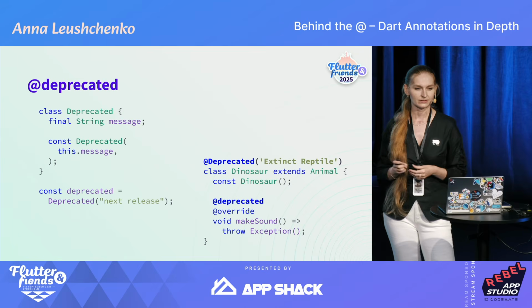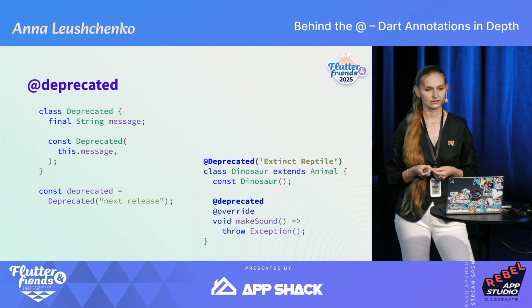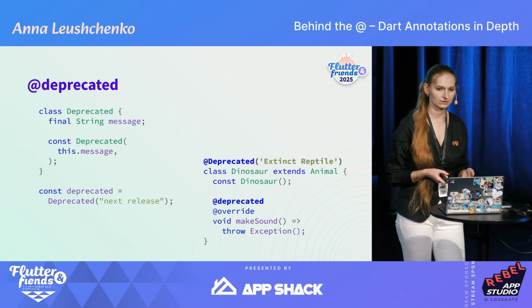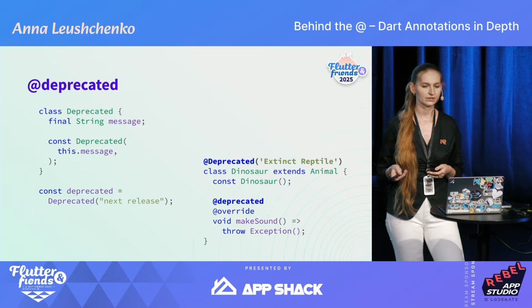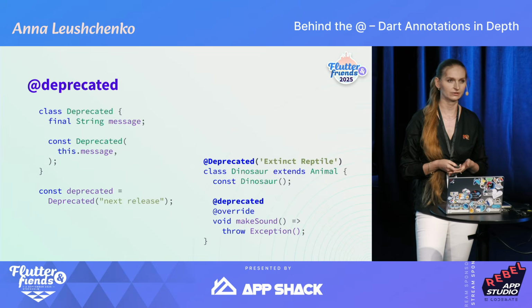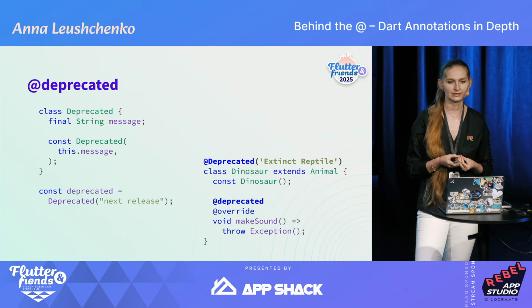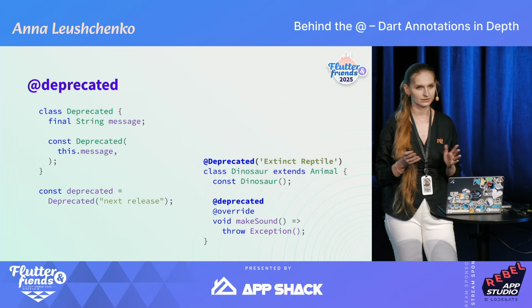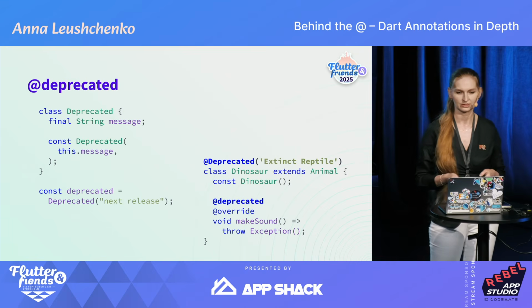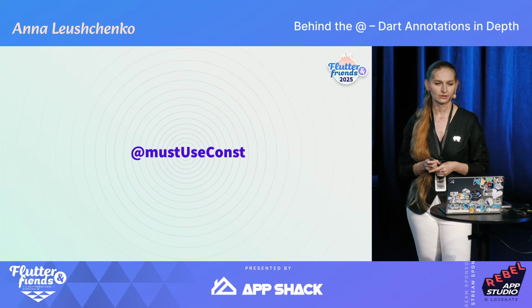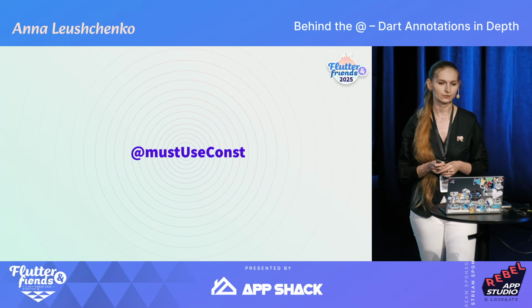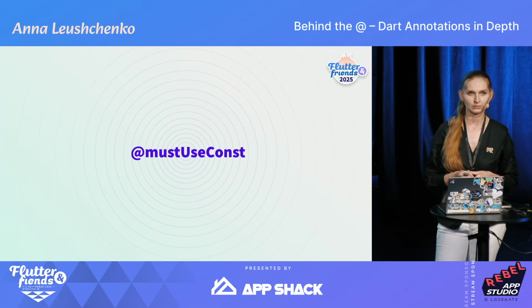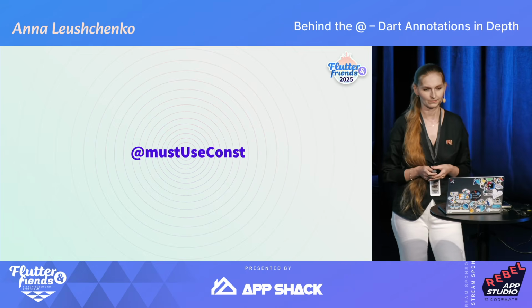So this instance can be used directly, just as the override annotation above the makeSound method, or we can create different instances using the const constructor, providing a custom message, just as we have above the Dinosaur class. The main point is to have a const class constructor and its instances as const, and that's it. Annotation is just a constant. So let's now create our custom annotation and see how it can serve as code documentation. As an example today, I will be demonstrating an annotation called mustUseConst.